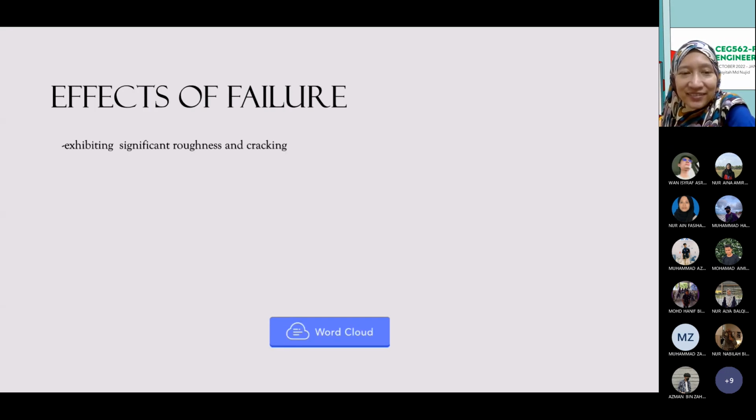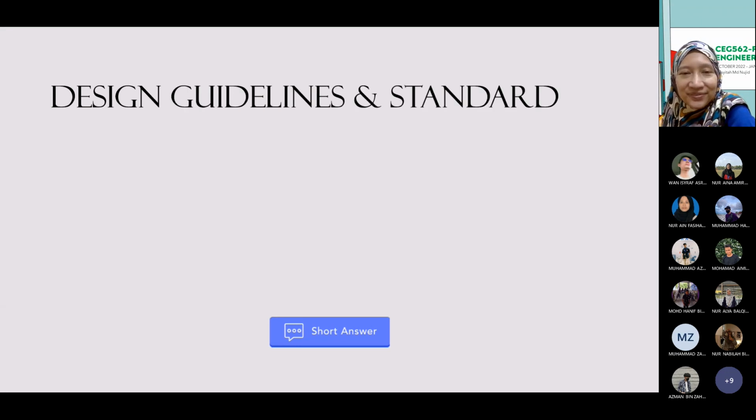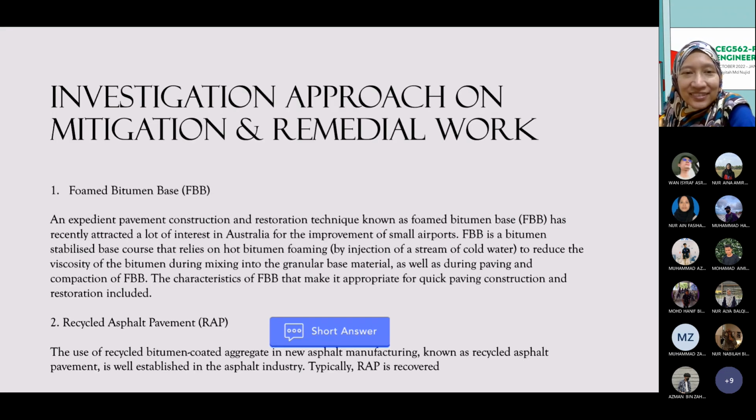Okay, next. Design guideline. For Australian runway pavement, which guideline do they refer to? Have you noticed from the article?